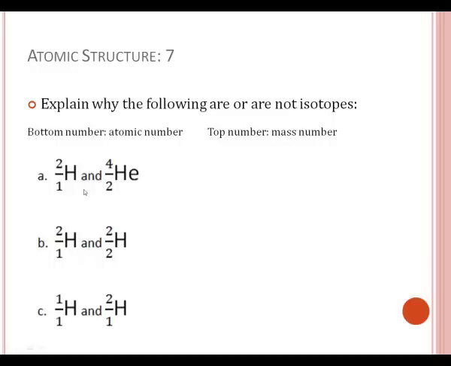This one we know isn't an isotope because here we have hydrogen and here we have helium. These are different atoms, so they can never be isotopes. So those guys are not isotopes.